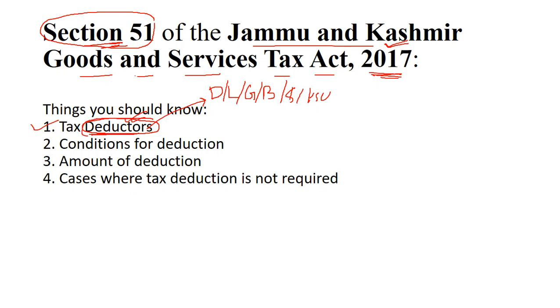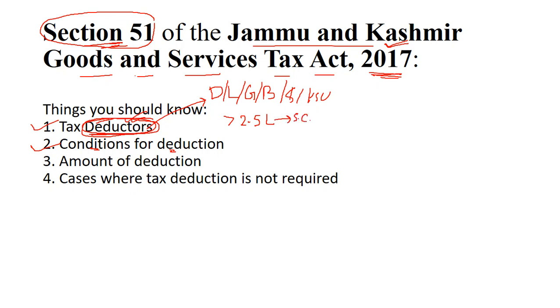DDOs work as tax deductors because they act on behalf of a tax deductor. They deduct the tax on behalf of all those bodies which are defined as tax deductors under the GST Act. After that, you must know the conditions for deduction. When is a DDO supposed to deduct GST? When the total value of taxable supply is more than 2.5 lakh rupees under a single contract. You have to remember this.